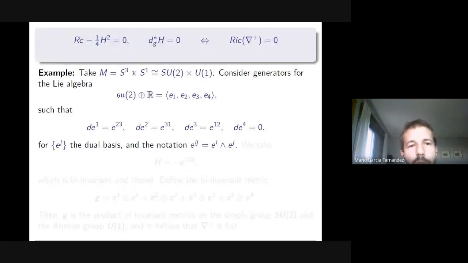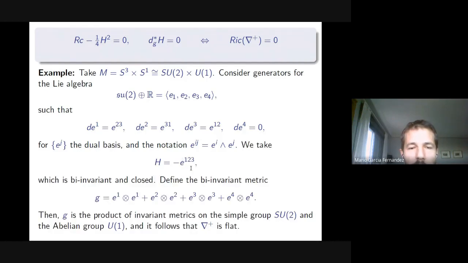If we take S^3 × S^1 and identify this with SU(2) × U(1), then consider generators for the Lie algebra, e1, e2, e3, e4, satisfying these relations, and you take H to be minus e^{123}, so this is just the pullback to the total space of the Cartan 3-form on the SU(2) factor. Then you can define an invariant metric by taking just e1 squared, e2 squared, e3 squared, e4 squared. This metric is a product of invariant metrics on the simple group SU(2) and the abelian group U(1), and therefore it follows that nabla plus is flat.